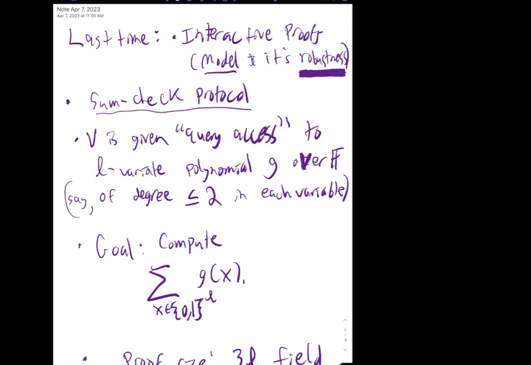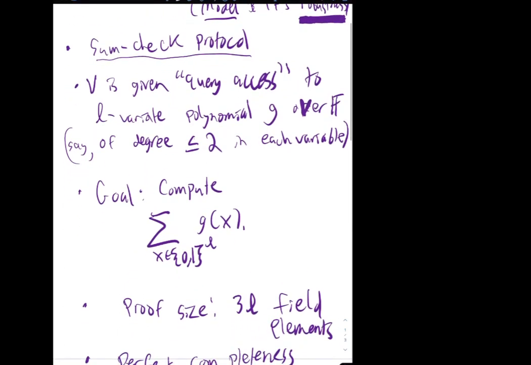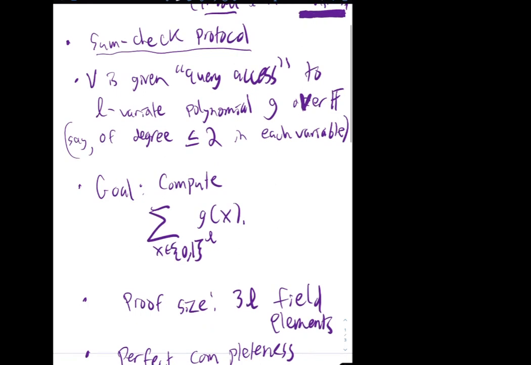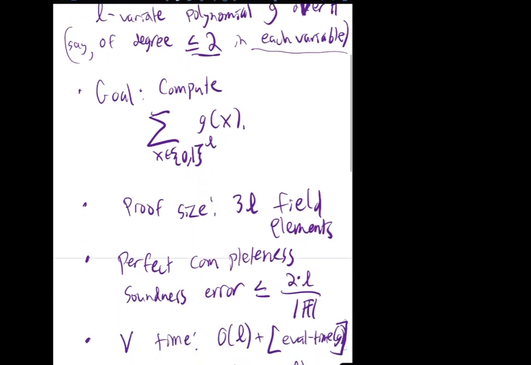Okay, so after discussing what interactive proofs are, we introduced the sum check protocol. Just as a quick reminder of what this protocol does: the verifier is given, quote, query access to an L-variate polynomial G over some field. Let's say, for simplicity, that G has degree at most 2 in each of its L variables. That will actually be the case for all of the applications we see today. The verifier's goal is to sum up G's evaluations at all Boolean inputs, that is, at all 0, 1 valued inputs. So that is a sum over 2 to the L terms.